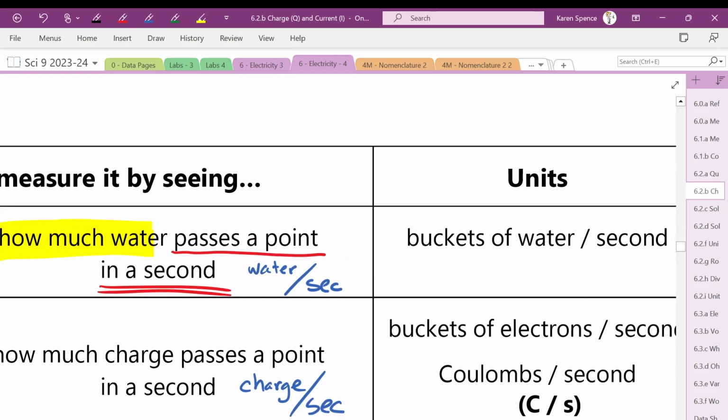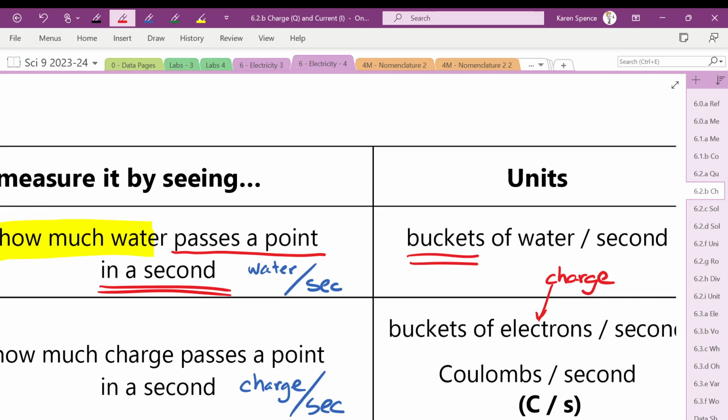So if we have our water, it's water per second, but what could we measure water in? It's not just any old water. We might say liters of water. We might say cubic meters of water. Or we might say buckets of water per second. Okay? And so for electricity, do you remember? We have this imaginary bucket of electrons. So we're going to measure how much charge, because the electrons represent the charge, how many buckets of electrons per second.